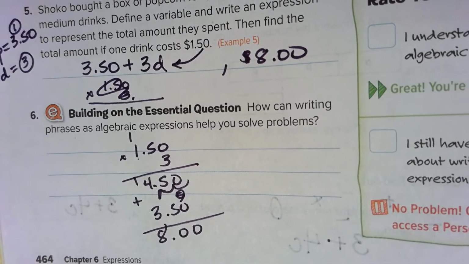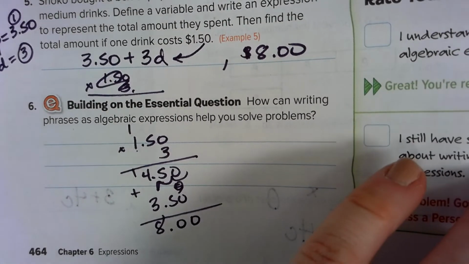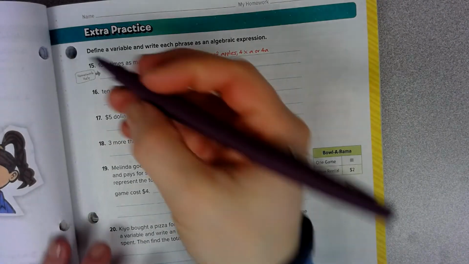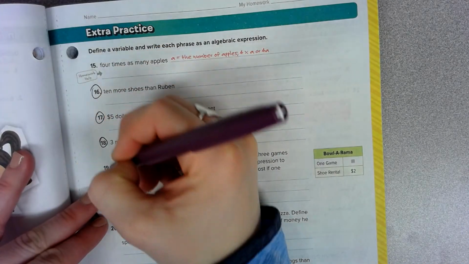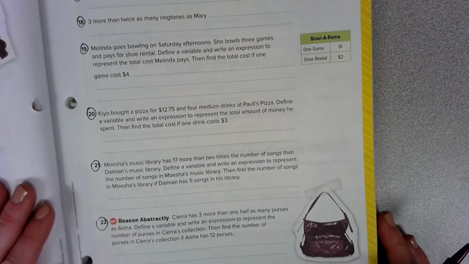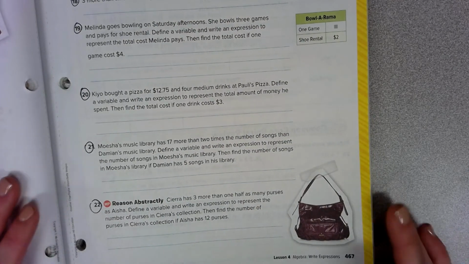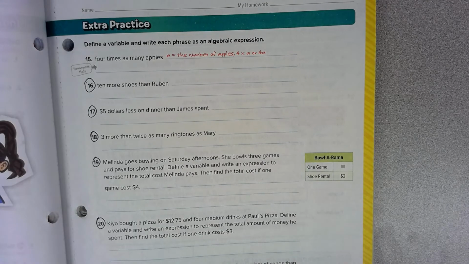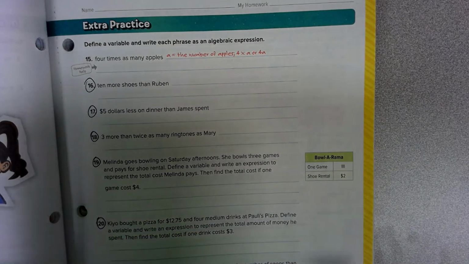Okay, here's your homework for today. You're going to turn to page 467, which is the extra practice. Page 467. And you're going to do problems number 16 through 22. So you're actually going to be doing the whole page here. 16 through 22 on page 467. Just make sure that you're finding the variable that makes sense with the problem. Use your notes here if you need to.